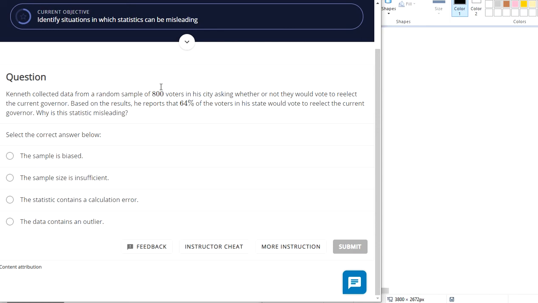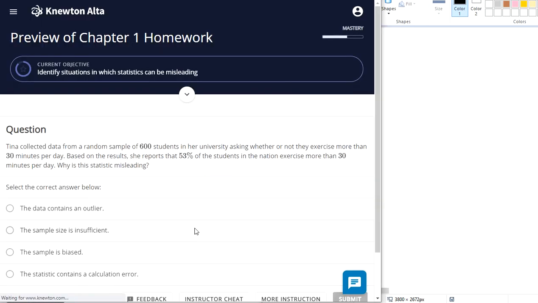One more here. Kenneth collected data from a random sample of 800 voters in his city. Based on the results, he reports for the state. So this is the same one. That's bias, right? You can't just expect the results of your city to apply to the state.